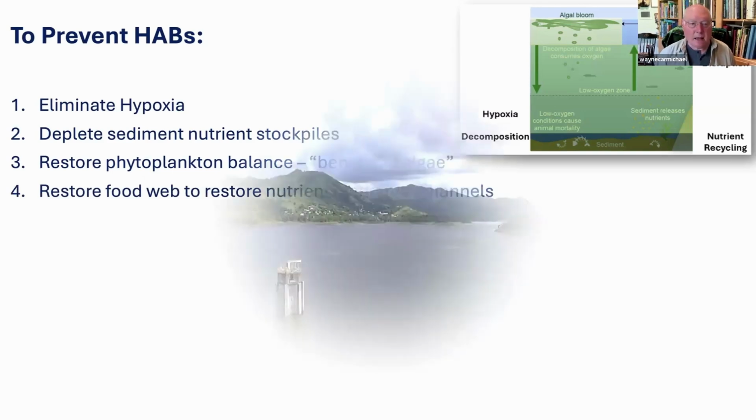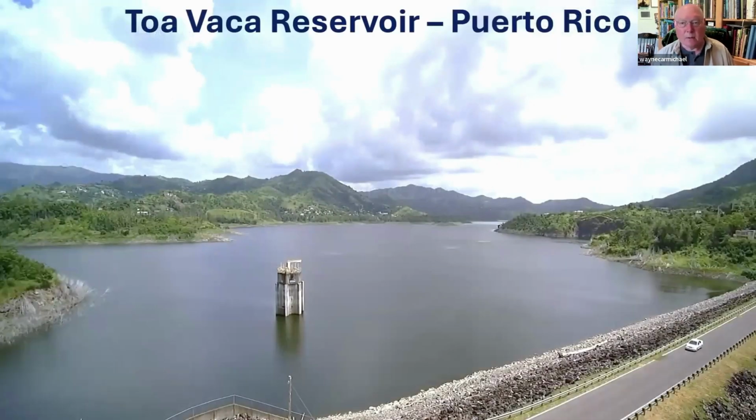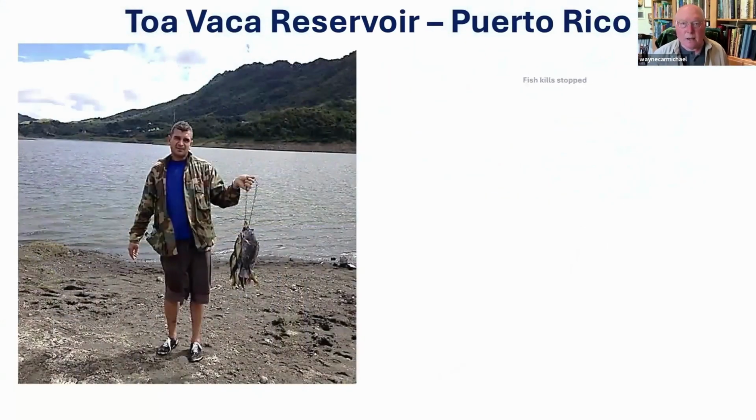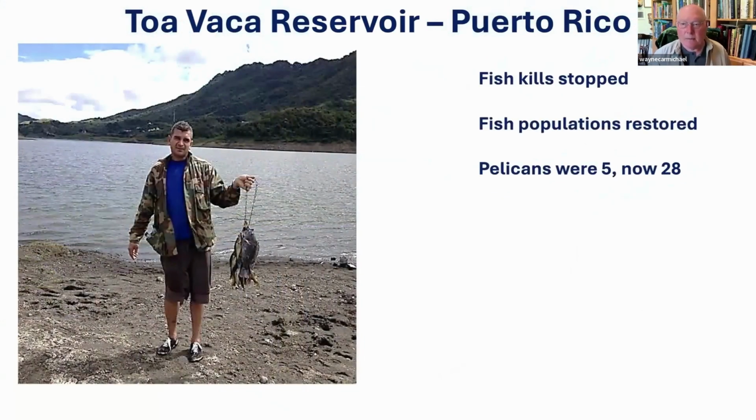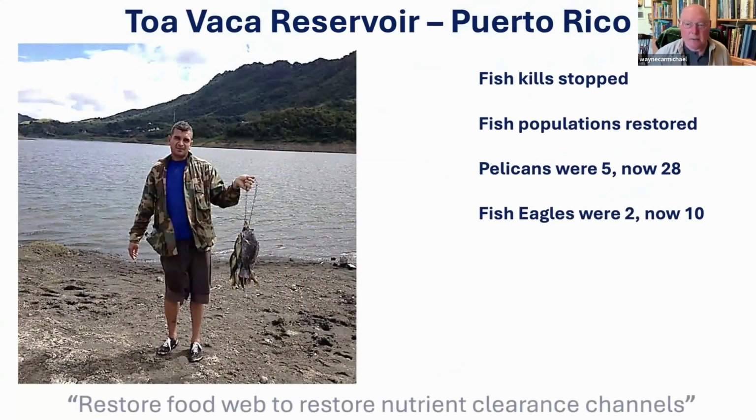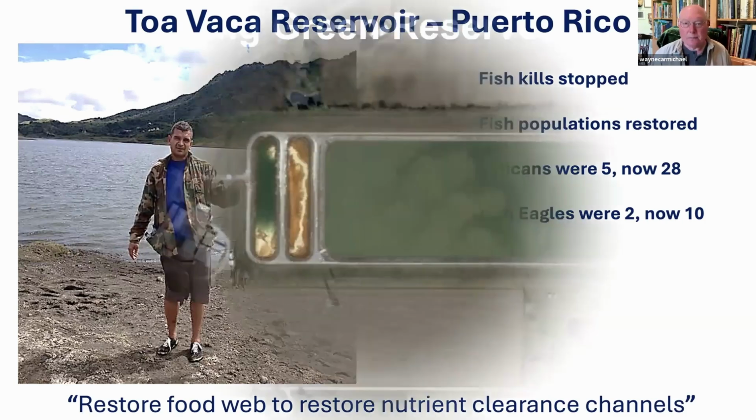And a quick example of that, this is Tauvaca Reservoir in Puerto Rico. I won't go into the details of how that process was affected. Just keep in mind that that hypoxia reduction and the nutrient reduction allowed then a restoration of the food web, and the fish kills were stopped, fish populations restored, bird populations were improved. In other words, food web restoration, which then leads to nutrient clearance channels, fish going out of the system, for example, instead of nutrients being recycled in the system.